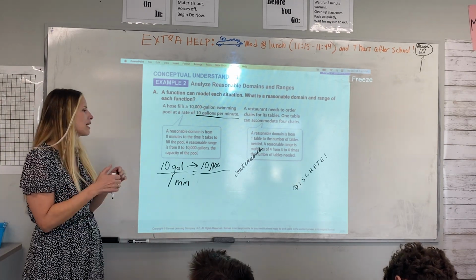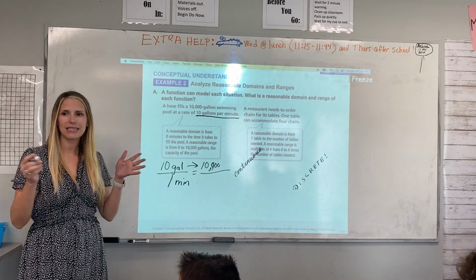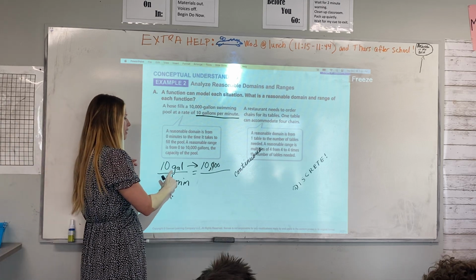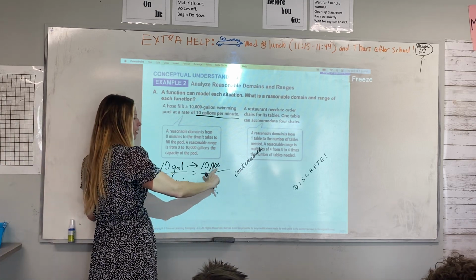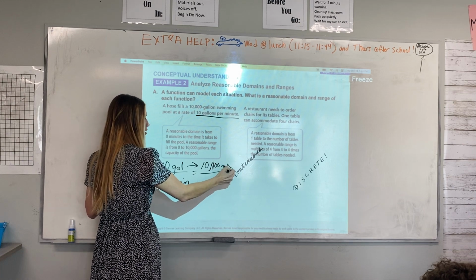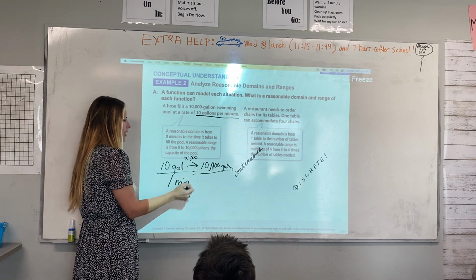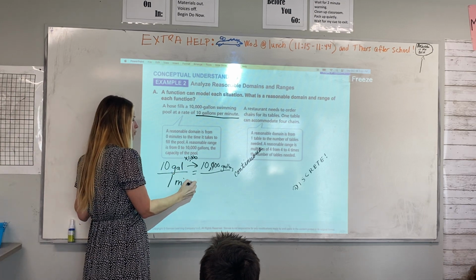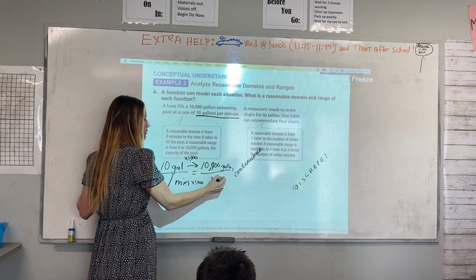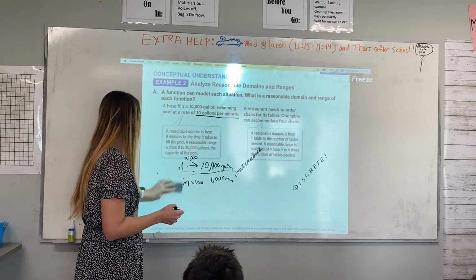Continuing on example 2, we were just saying how we can actually find out how many minutes it is going to take to fill up this pool. 10 gallons can turn into 10,000 gallons by multiplying times what? 1,000. Very good. So 1 minute times 1,000 will give us 1,000 minutes. So that's how long it's going to take to fill up the entire pool.